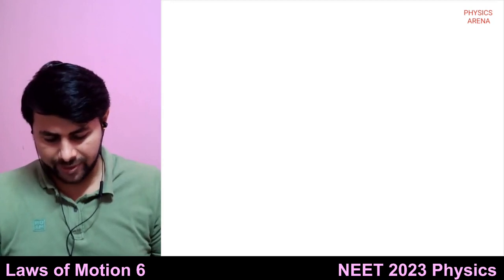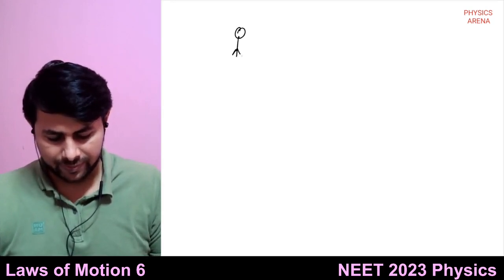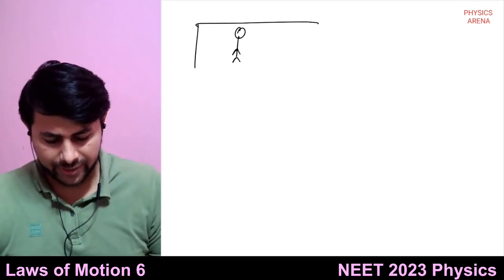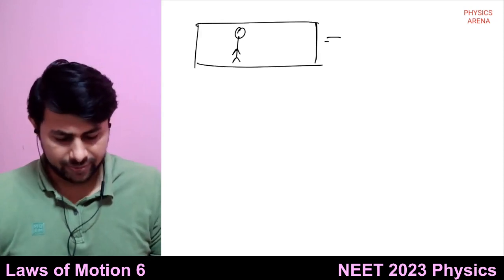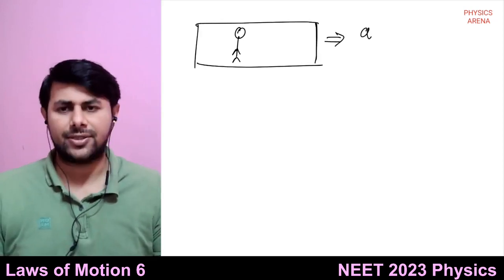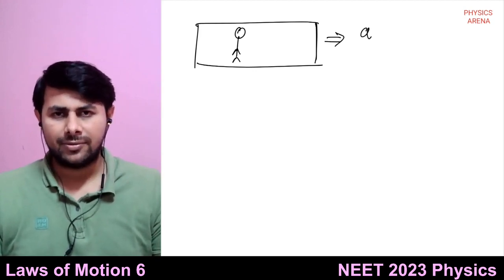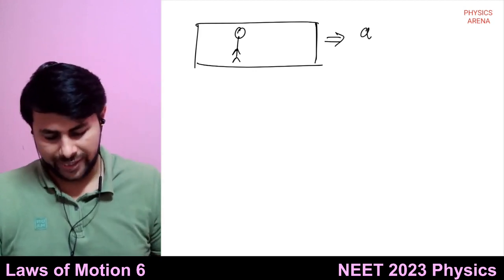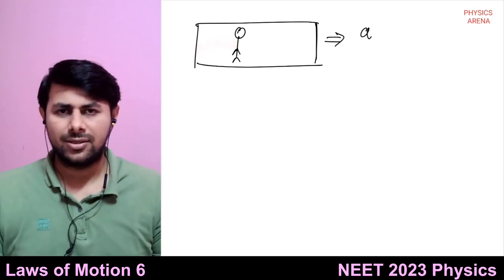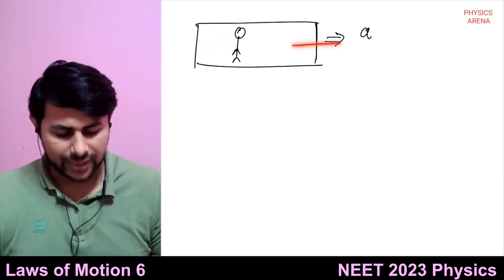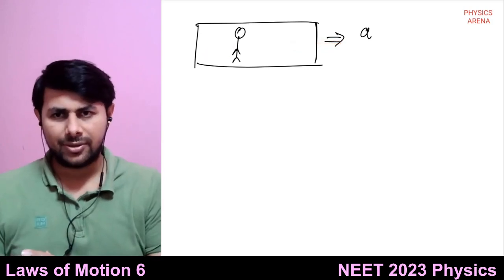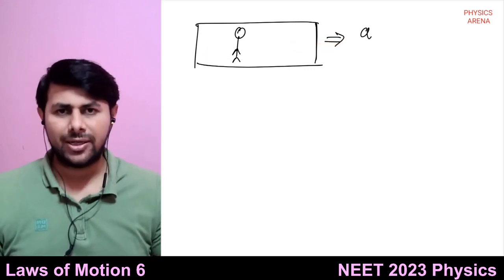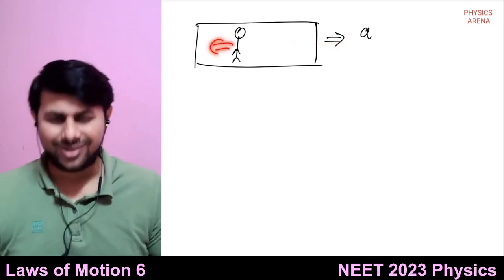So for an example, you are standing in a bus, and the bus suddenly accelerates. Let's suppose it accelerates in this direction. What will happen? You tend to fall down like this. So if the bus is accelerating towards right, you tend to fall towards left. Can you explain why you are falling?